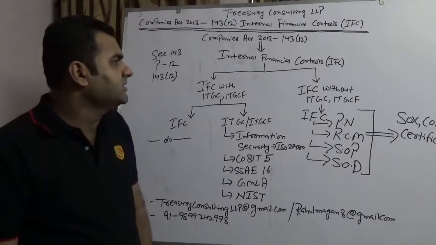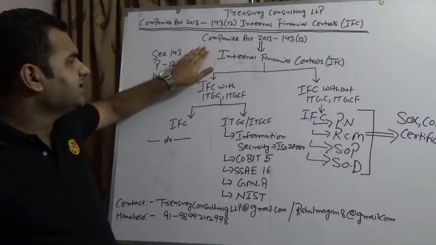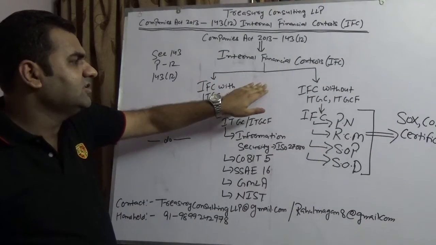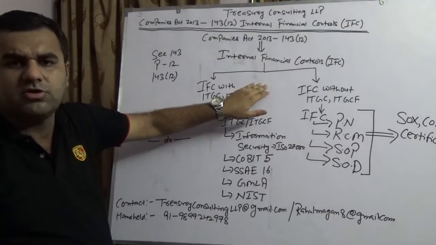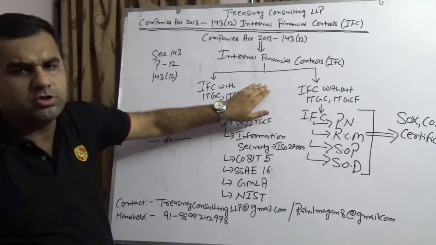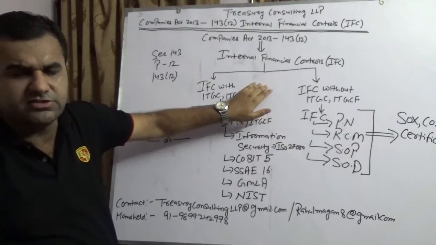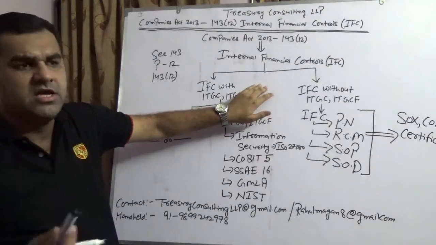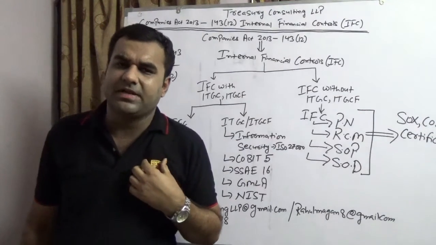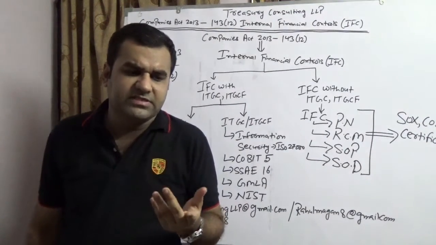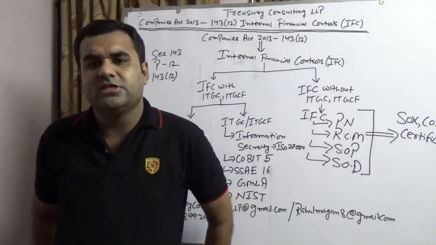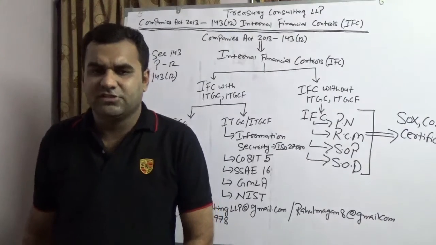Now, how does this happen? 143(12) is saying there is one thing which is internal financial control. Internal financial control is all about the controls which the corporate should take. This applies to both listed and unlisted companies, although there are a few criteria of internal financial control which we are not discussing now, such as how it is applicable to public listed and private listed companies. All that we will discuss in the next video, when we discuss ICFR or ICOFR, internal control over financial reporting.